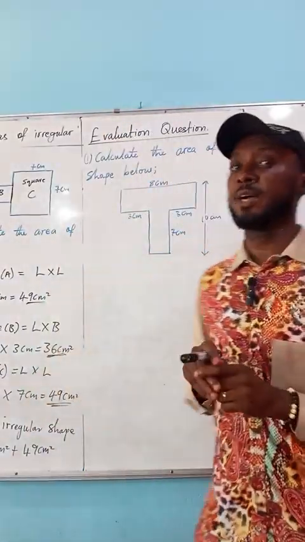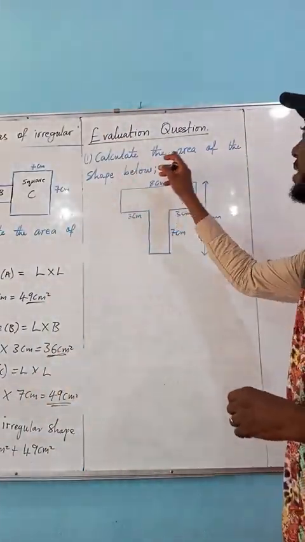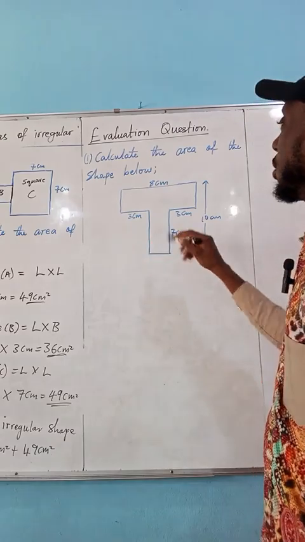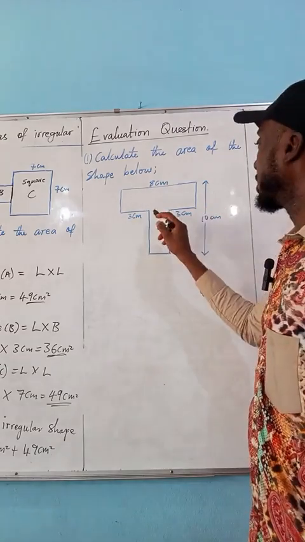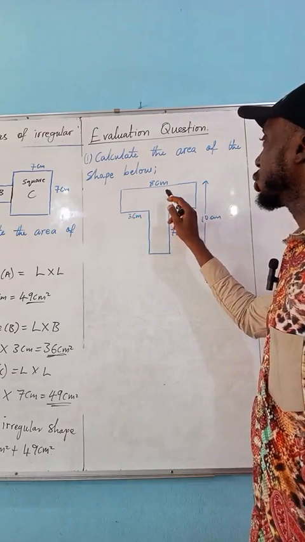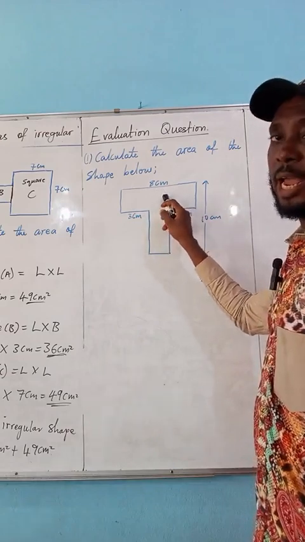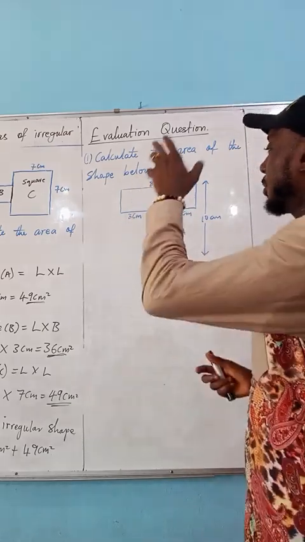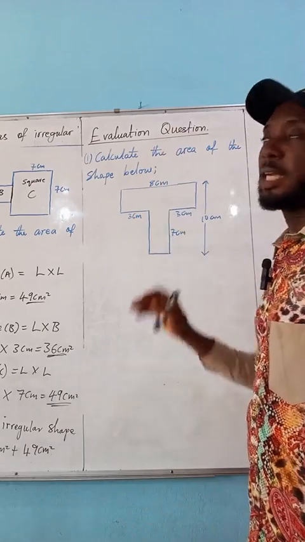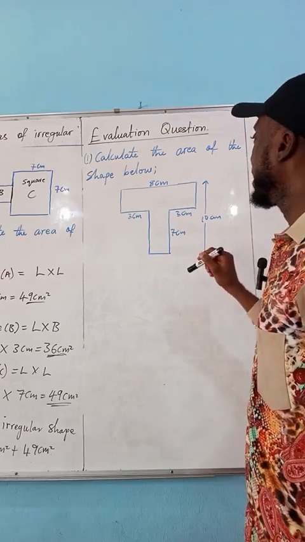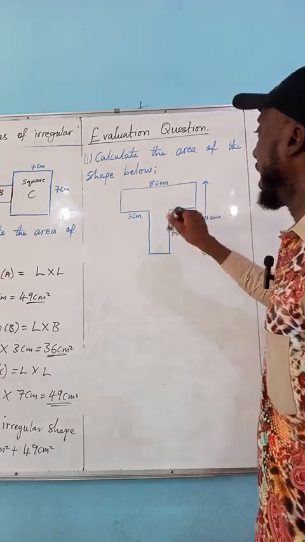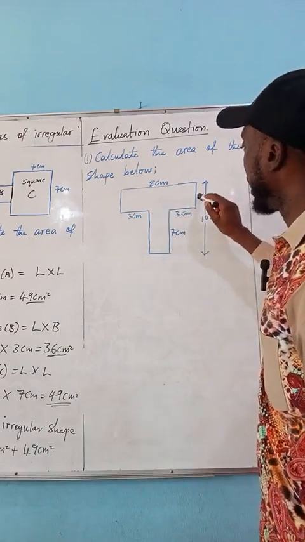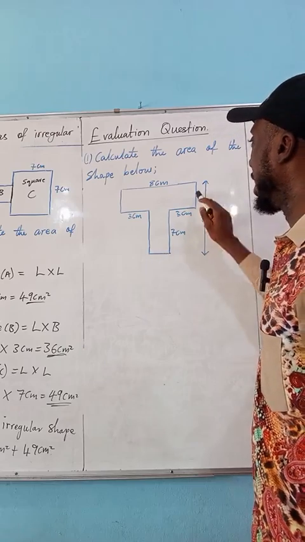Alright, let's look at this evaluation question. Calculate the area of the shape below. So we have this shape. When you cut it from here, it will form two rectangles, rectangle A and rectangle B. The two shapes will be two rectangles, putting them together to form letter T. When you are trying to calculate the area of the shape, you will try to find the breadth and the breadth there because they are not given.